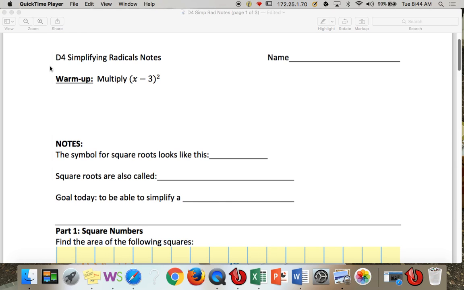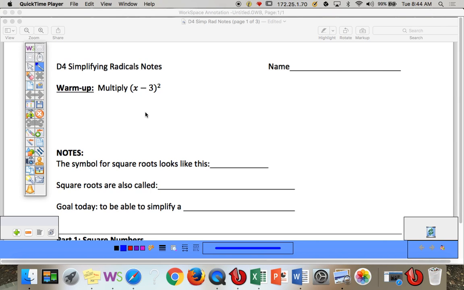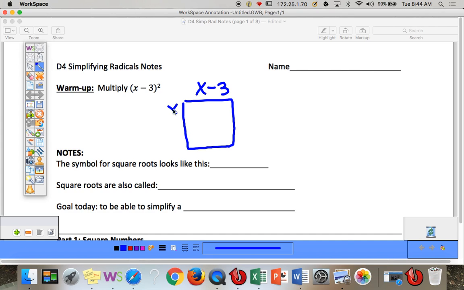Today we're going to learn how to simplify radicals. We'll start with the review. Can you multiply (x − 3) squared? Remember what this means. It means (x − 3) times (x − 3). So I'm going to put this in a box.